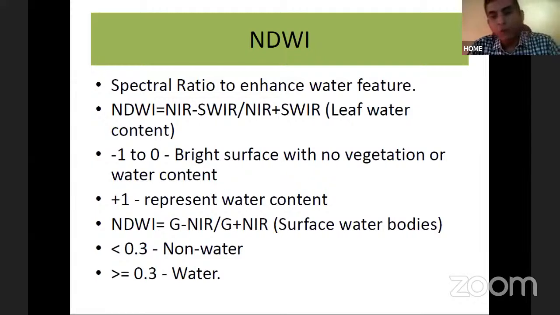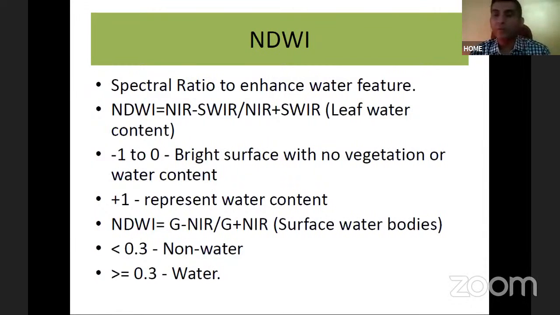Same content, same concepts, so I'm not repeating it again and again. Okay. Again, maximum information minus smallest information. और अगर surface water calculate करना है तो उसके लिए भी you use the next equation, which is green minus NIR by green plus NIR.